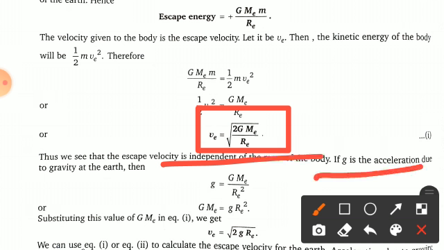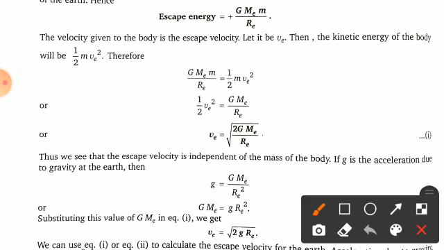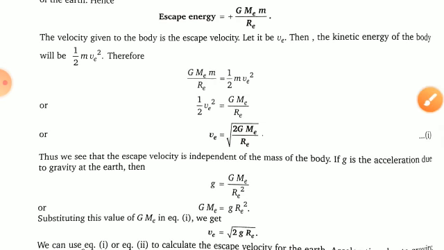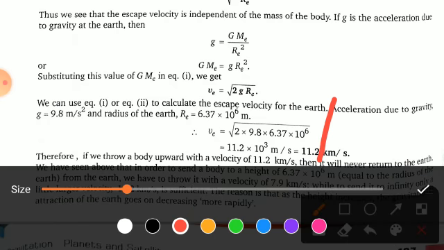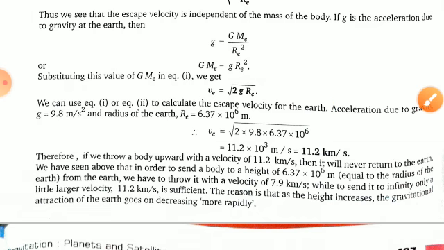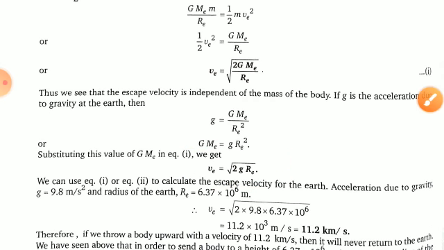So if g is the acceleration due to gravity of the earth, then you can write the relation g is equal to GMe by Re square. You know this relation very well. Now, you can also write GMe is equal to gRe square. Now we put the value of GMe in the above equation, in equation number 1, and we get ve is equal to under root 2 gRe. So we can use equations 1 and 2 to calculate the escape velocity further.